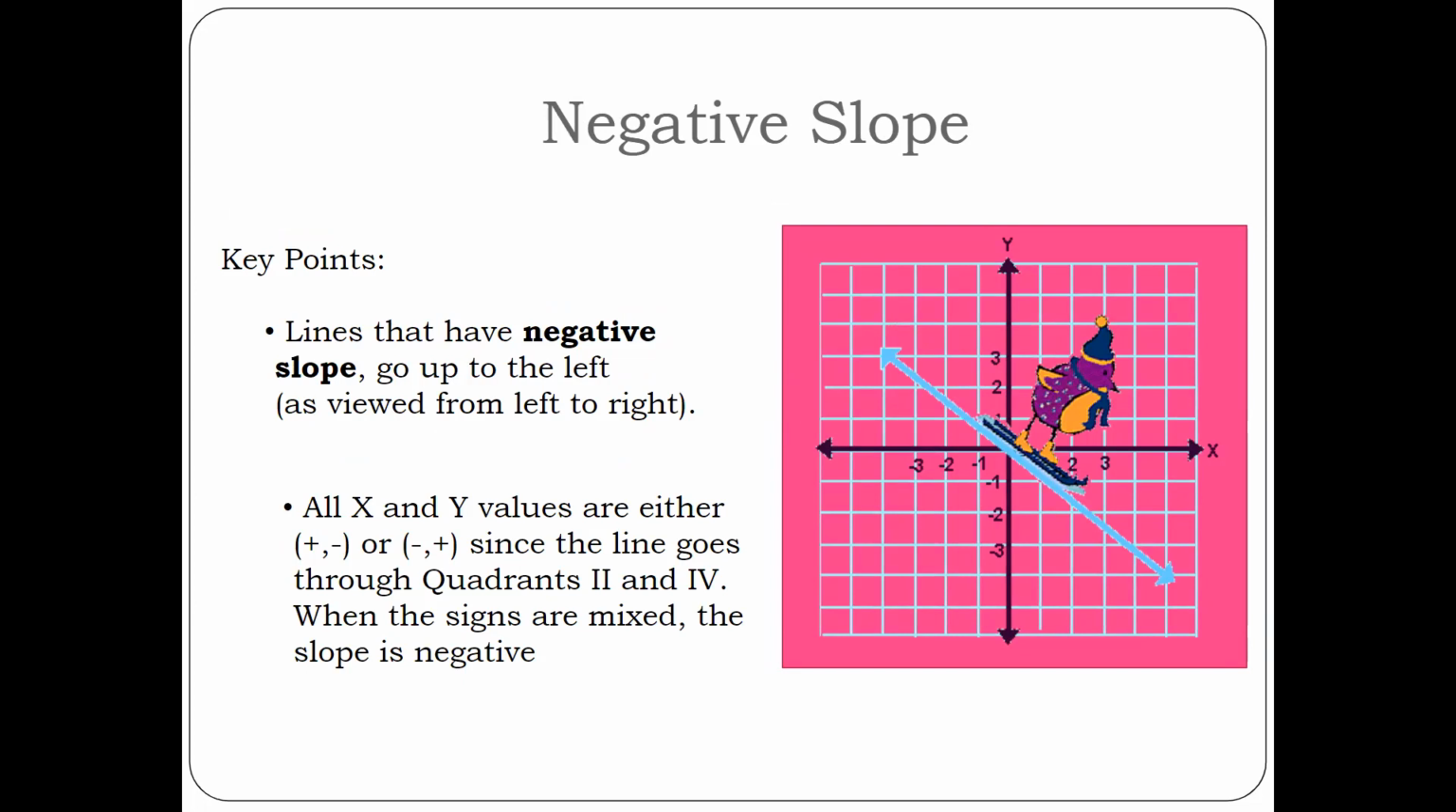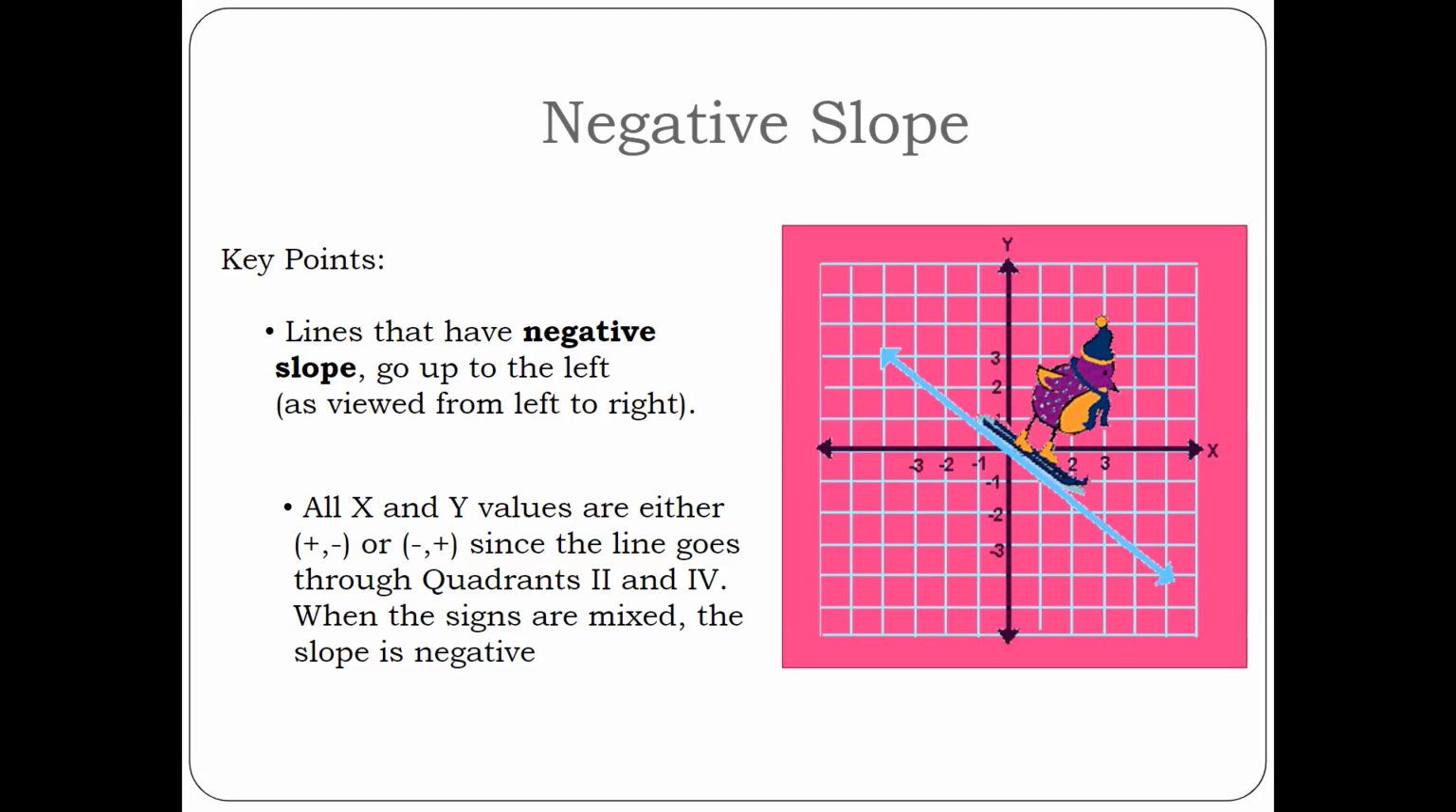So up to the left, again, ignore what's below the x-axis. Look at where the line is going up and out of the graph. That's going to tell you if it's negative or not. The same kind of reasoning, though, if you look at the quadrants, that line is cutting through quadrant 2, which is mixed signs, negative, positive, and quadrant 4, which is mixed signs, positive, negative. So what do you get when your signs are mixed in a division problem? You get a negative.